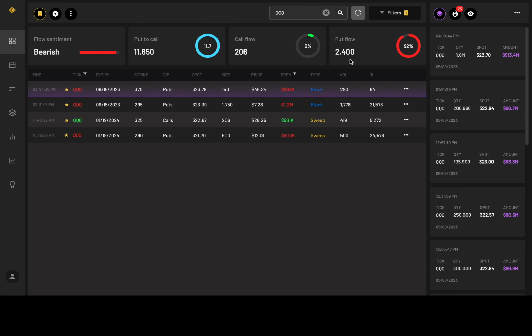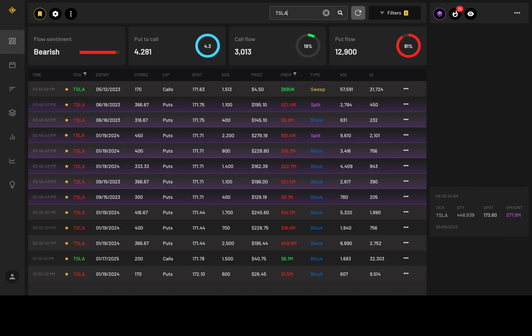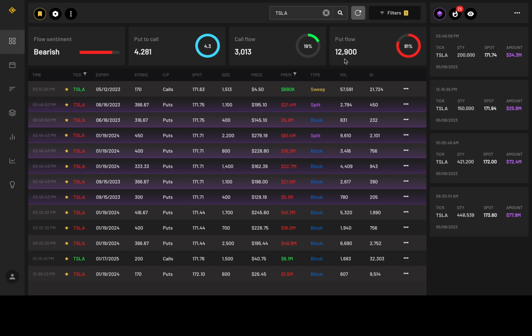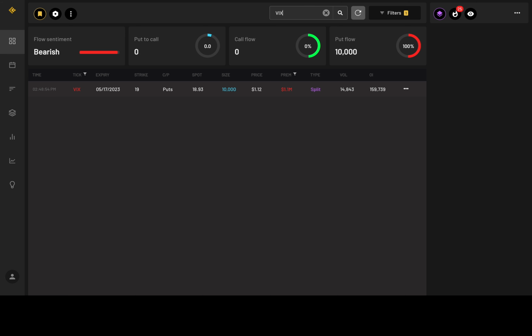Same, less than 3,000 contracts were traded today on QQQ. Nothing. IWM, just a bunch of block orders, a little over 21,000. That's pretty low as far as what it usually trades, but not much interest in the flows today. Very choppy day. Tesla, 81% in the puts: a little over 12,000 contracts for puts, 3,000 in calls. Not much activity. Apple, neither, mostly in calls, but nothing that sticks out. And the VIX, overall bearish.